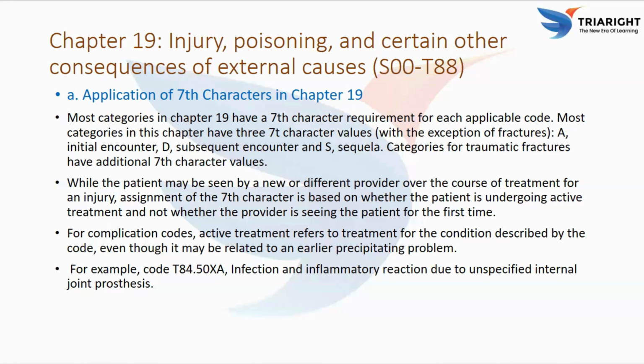Seventh character in complication codes. For complications of medical or surgical care, active treatment means treatment of the complication itself, even if the original surgery or procedure happened earlier. There's an example, T84.50XA. T84.50 denotes infection and inflammatory reaction due to internal joint prosthesis. X is the placeholder and A is for initial encounter.